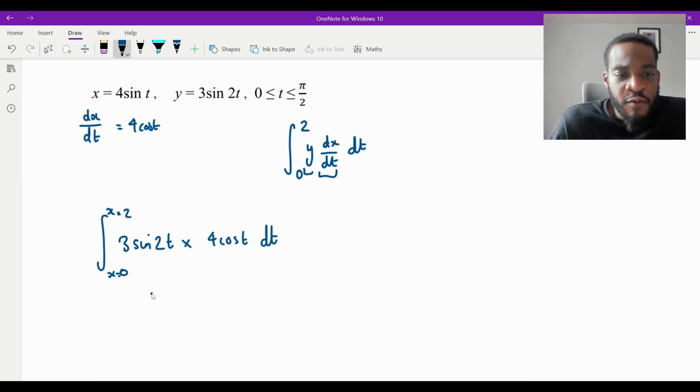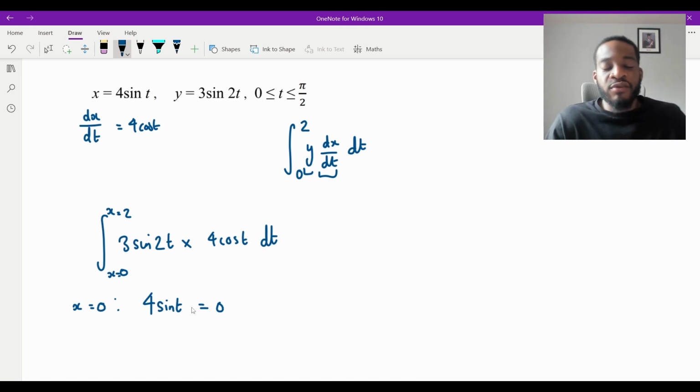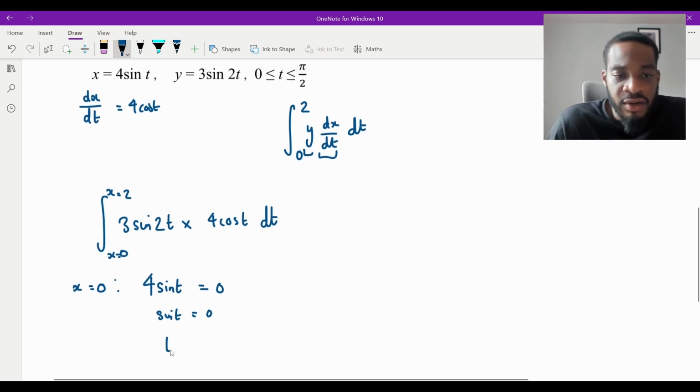So firstly, if we have 4 sine t equal to 0, let me write x is equal to 0 here so it's clear to see what I'm doing. x equals 0. That means 4 sine t is equal to 0. I need to solve this. Well, divide by 4, you're going to get 0. When is sine t 0? Well, t is going to equal 0. You can just take the sine inverse, right?